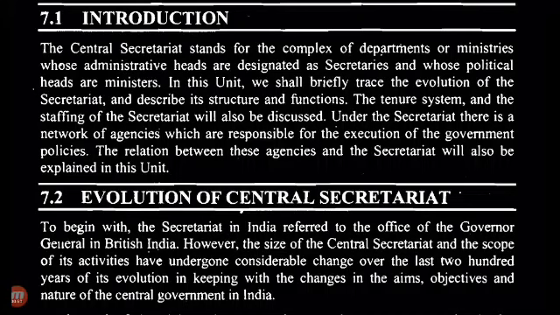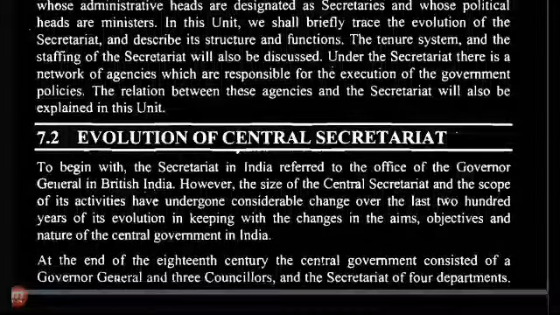Evolution of Central Secretariat. To begin with, the Secretariat in India referred to the office of the Governor General in British India. However, the size of the Central Secretariat and the scope of its activities have undergone considerable change over the last 200 years of its evolution, in keeping with the changes in the aims, objectives and the nature of the central government in India. At the end of the 18th century, the central government consisted of a Governor General and 3 councillors and the Secretariat of 4 departments. Each of them was under a secretary, and there was a chief secretary heading them all.